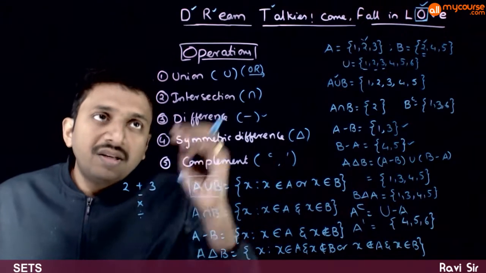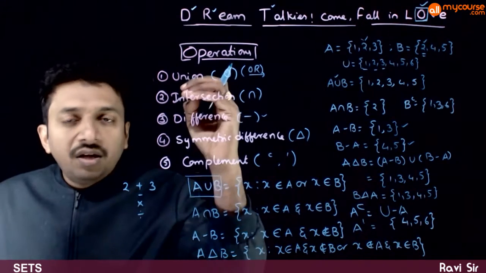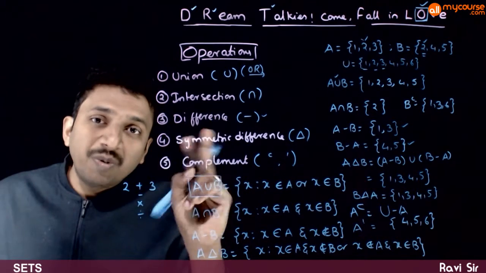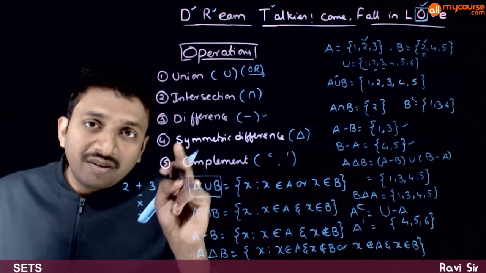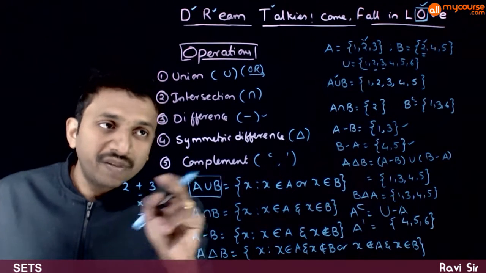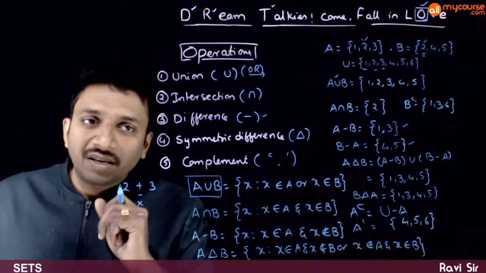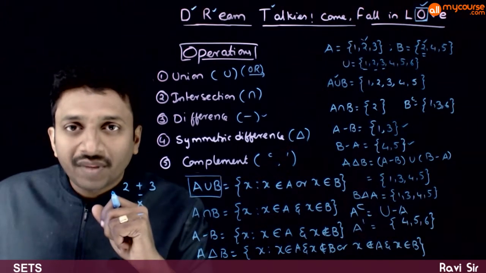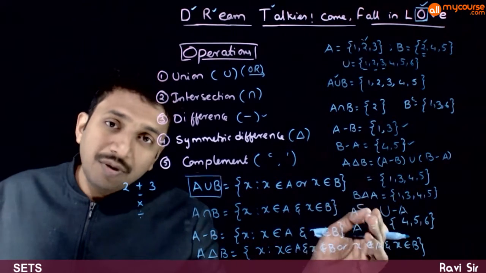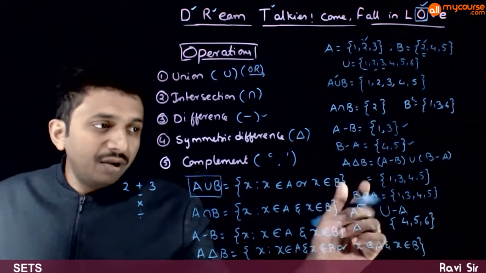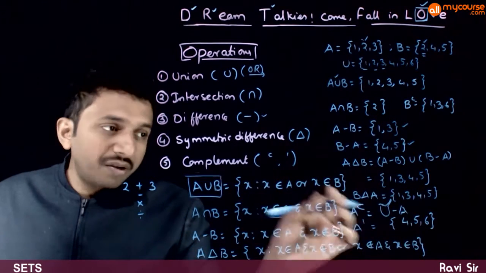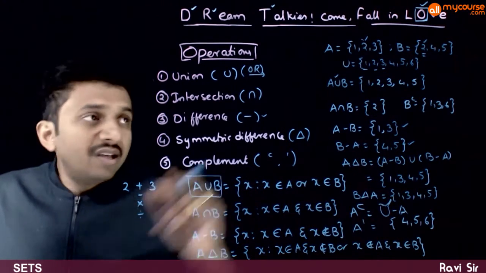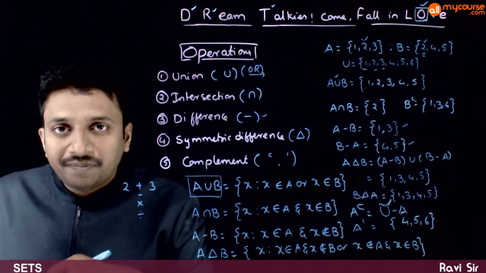So I hope you have understood the 5 operations. Union: X belongs to A or B. Intersection: it has to belong to both, the common elements. Difference: the set of elements which belong to A but not to B. Symmetric difference is A minus B union B minus A. Complement is the set of those elements which don't belong to a particular set, and mathematically you need to calculate universal set minus A. And the universal set changes from question to question. Whatever you assume as the universal set in the question, you have to subtract A from this to get A complement. You subtract B, you get B complement, and so on.